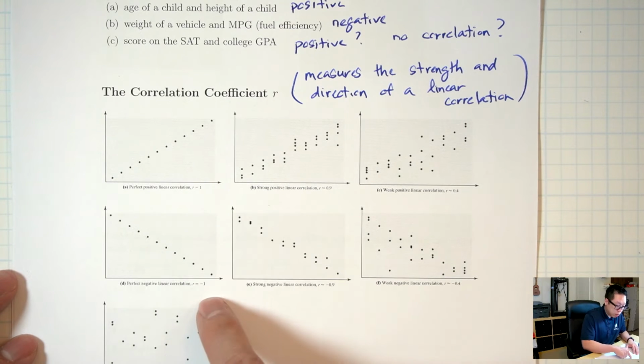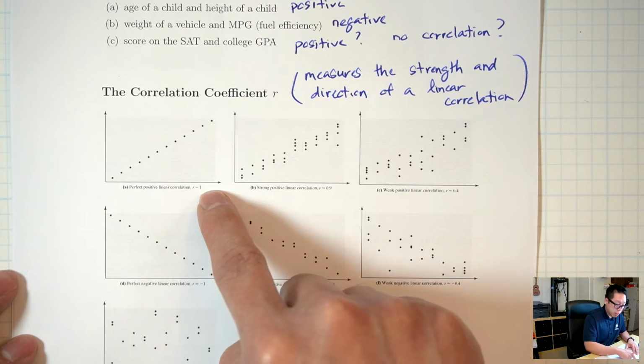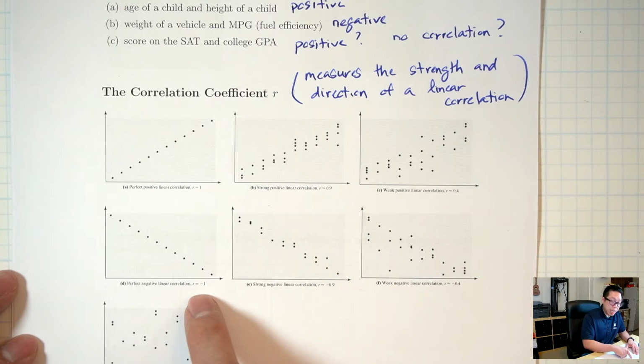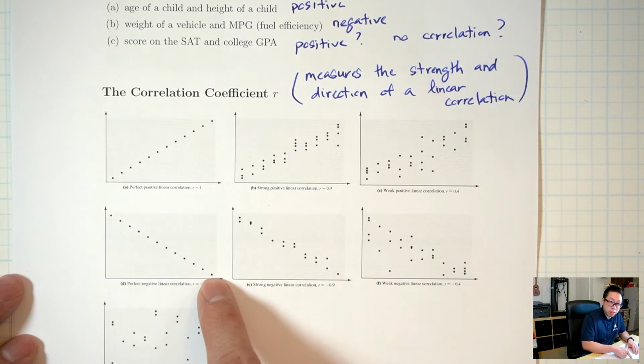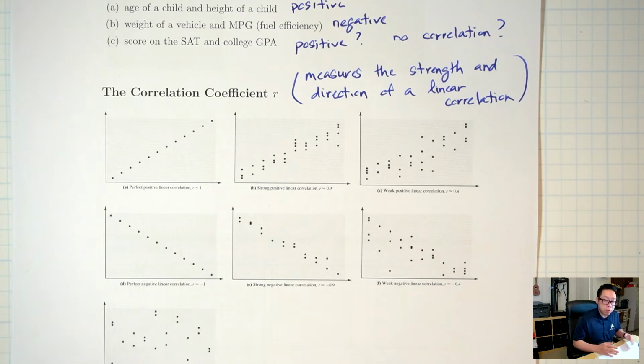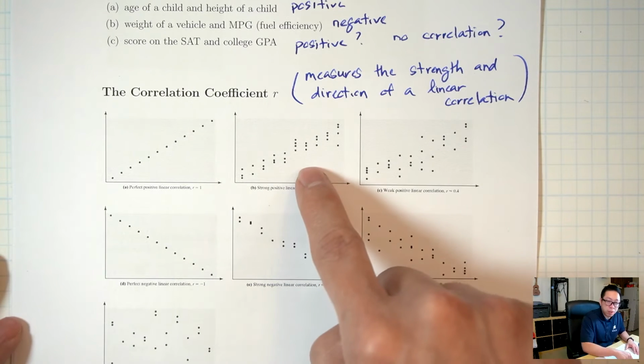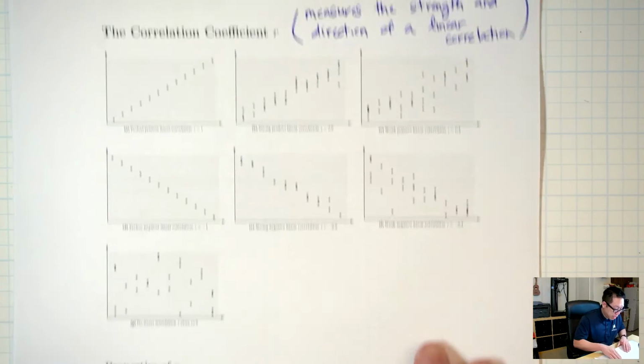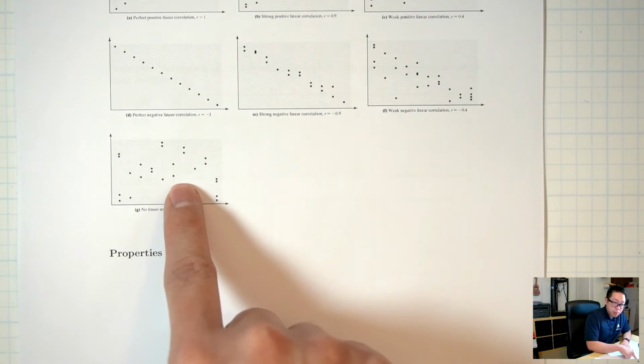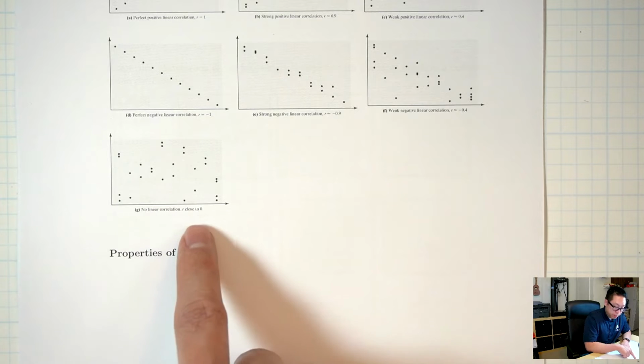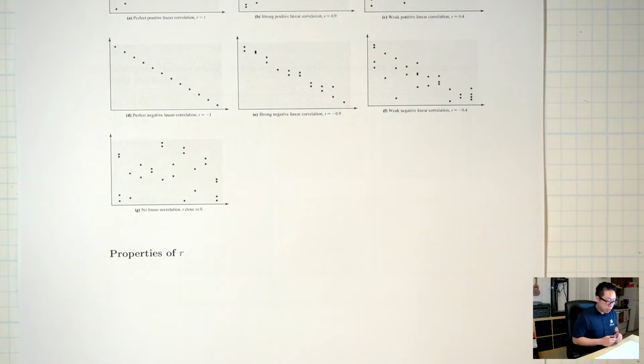So 1 and negative 1 are perfect lines. 1 is a perfect line in the positive direction. Negative 1 is a perfect line in the negative direction. And then the closer you are to either one of those, the closer you are to a line. And then this picture looks nothing like a line, and the R is 0. Okay, so let's summarize what we just observed.